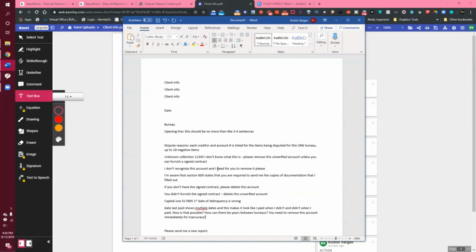Date last paid shows multiple dates, and you're going to state the dates. And this makes it look like I paid when I didn't, and didn't when I paid. How is that possible? How can there be years between bureaus? You need to remove this account immediately for inaccuracy.